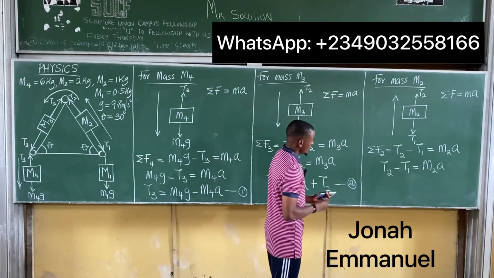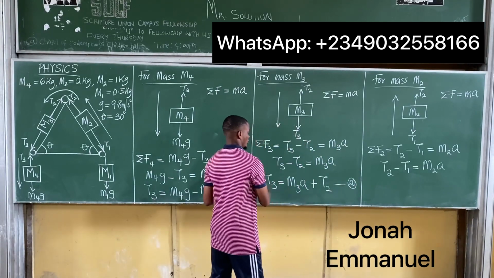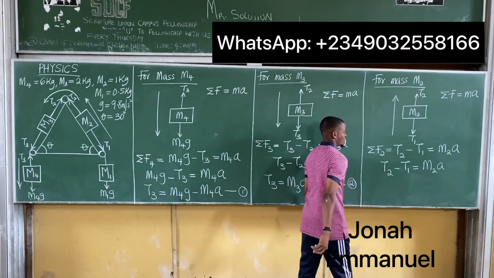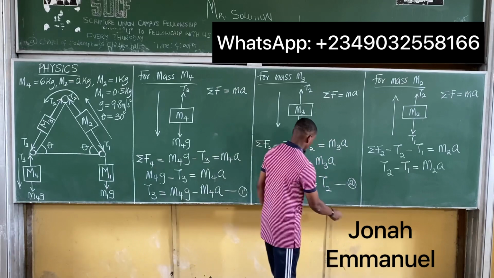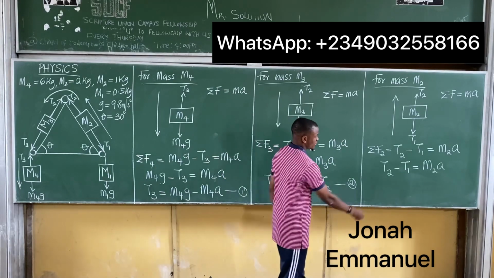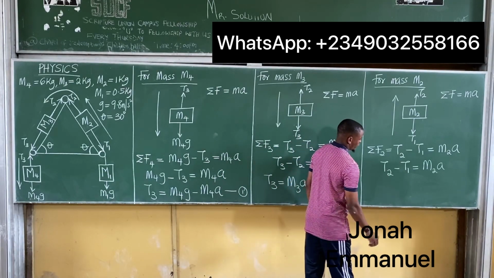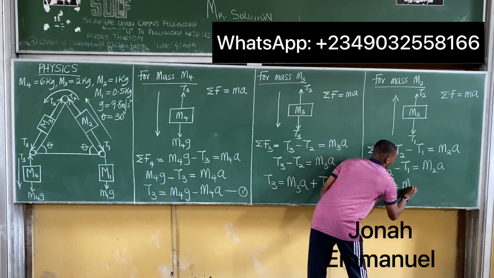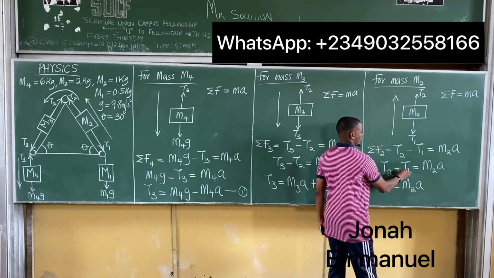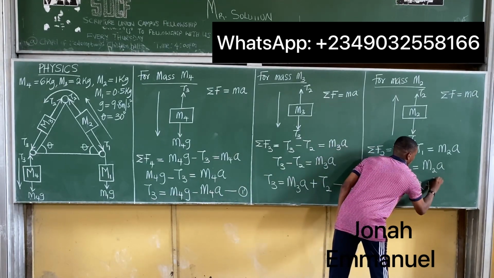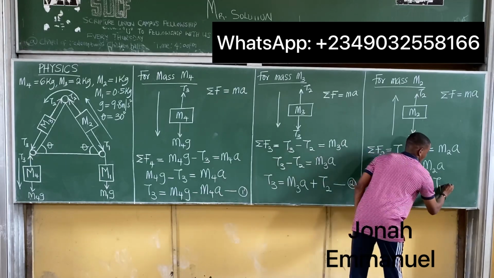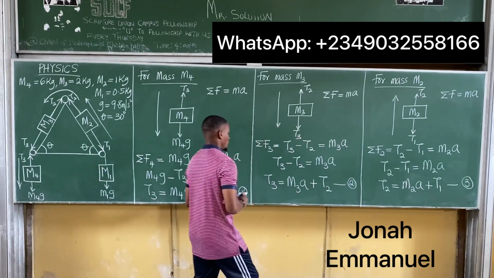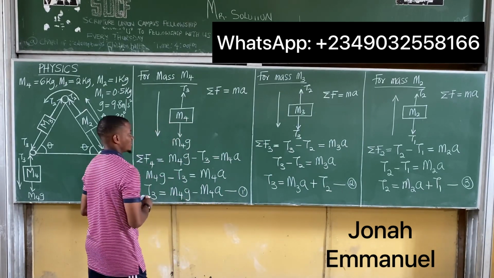This depends on which of them you want to make subject of the formula. So here's our equation actually, but since we have T2 here, let's see if we can make T2 subject of the formula. That means T2 will be equal to M2A minus T1 comes and becomes plus T1. That gives you your third equation. So I've gotten equation 1, equation 2, and equation 3.